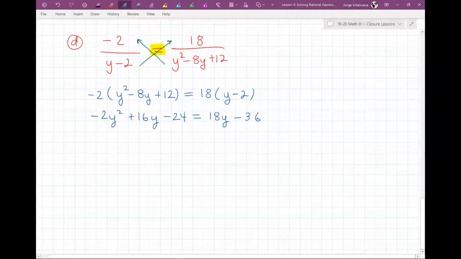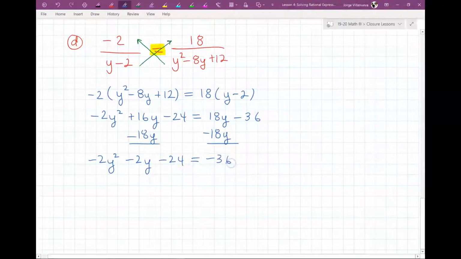Now, just like we did in the other problem, we have to combine everything. So in combining everything, we're going to have to move stuff either all to the left or all to the right. So I'm going to move the 18y first by subtracting it. Minus 18y right there. So this becomes negative 2y squared minus 2y minus 24 equals negative 36. And then I'm going to add 36 to both sides here.